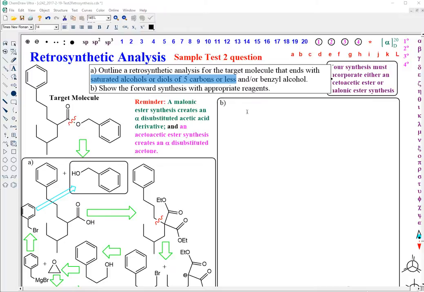Sorry to jump around a little bit. I have amended the question to allow you to use saturated alcohols or diols of 5 carbons or less. This will greatly assist us in making a diethyl malonate ester.